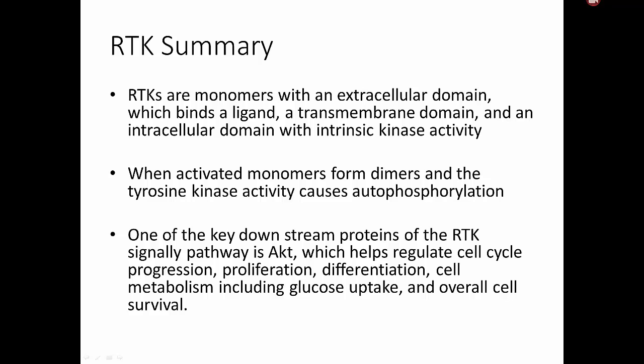In summary, RTKs are monomers with an extracellular domain, which binds a ligand, a transmembrane domain, and an intracellular domain with intrinsic kinase activity. When activated, the RTK monomers form dimers, and the intracellular tyrosine kinase activity causes autophosphorylation. One of the key downstream proteins of RTK signaling is AKT, which helps regulate cell cycle progression, proliferation, differentiation, cell metabolism including glucose uptake, and overall cell survival. This is part of the reason why overexpression of RTKs in abnormal cells leads to cancer.